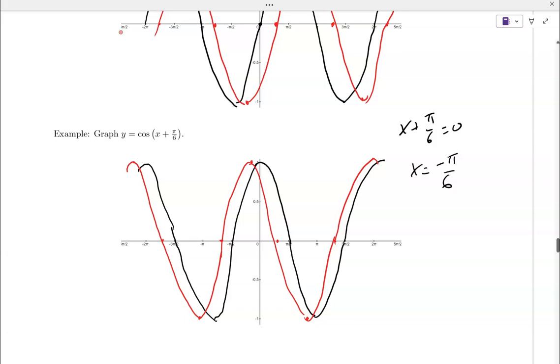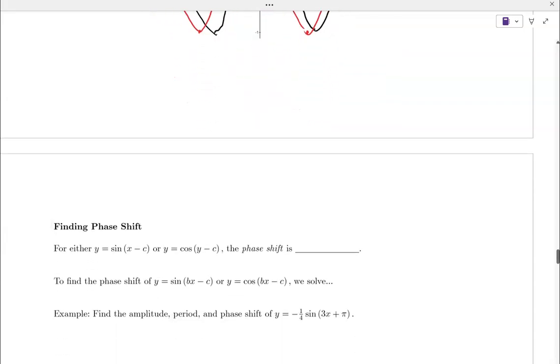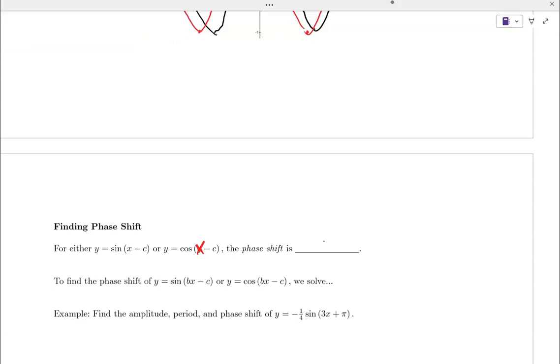Questions on that one at all? All right. So when we have it written this way, and it's y equals sine of x minus c, or y equals cosine of, that should be an x minus c. That's a typo. Sorry. That's what I get for not proofreading carefully. That should be x minus c. It'd be a completely different graph the other way. Wouldn't be much of a graph at all, since you'd be trying to solve an equation. Anyway, setting that equal to 0, you would get a phase shift of c, right?